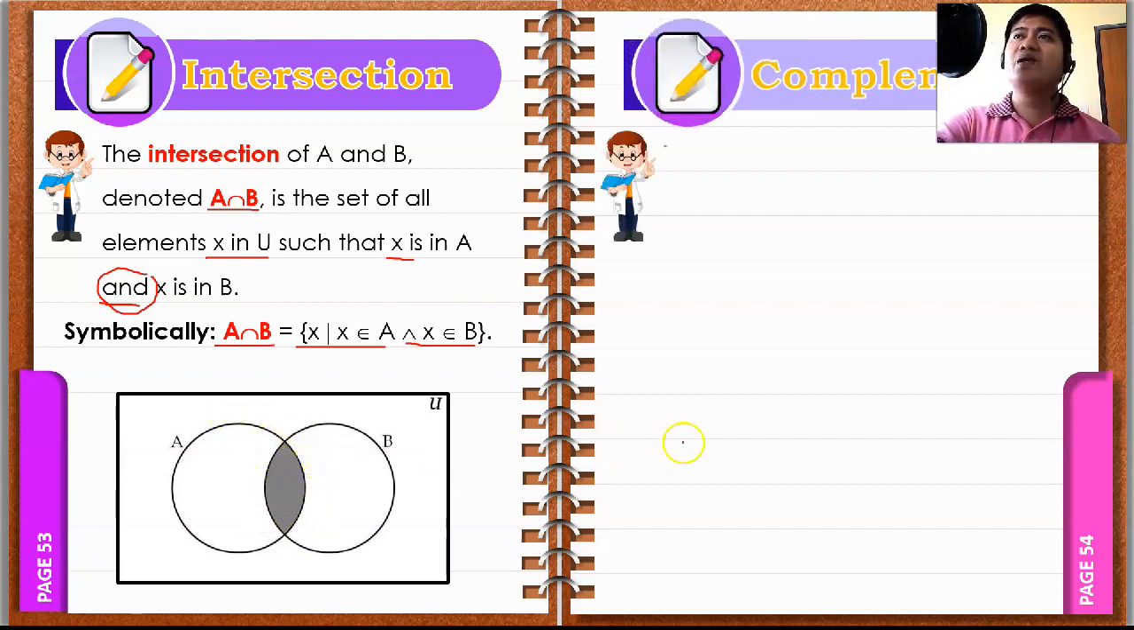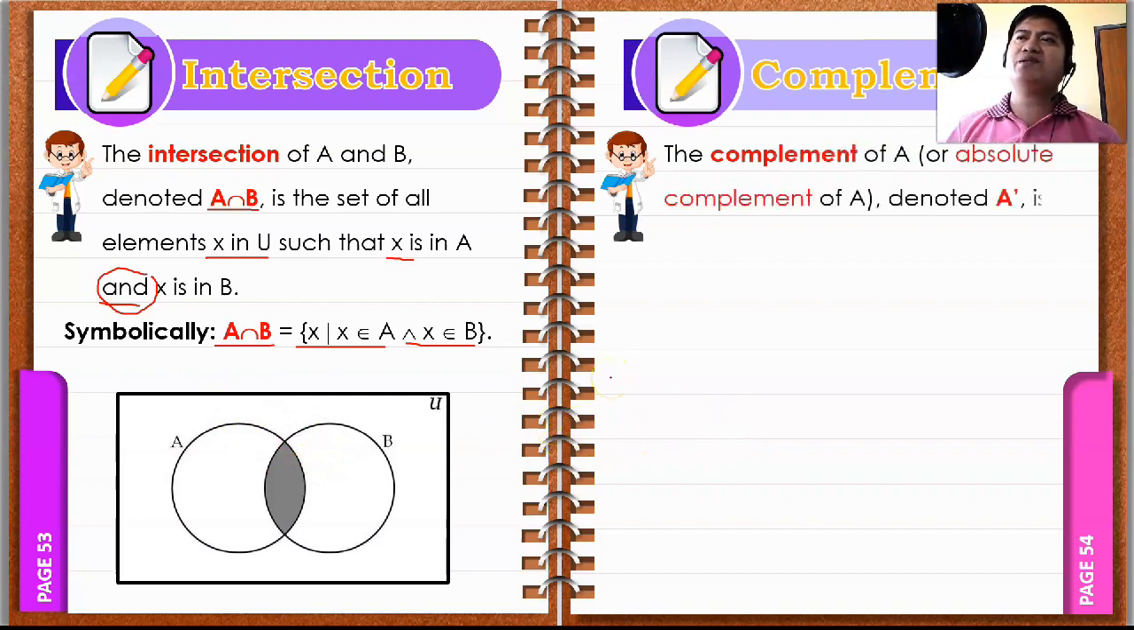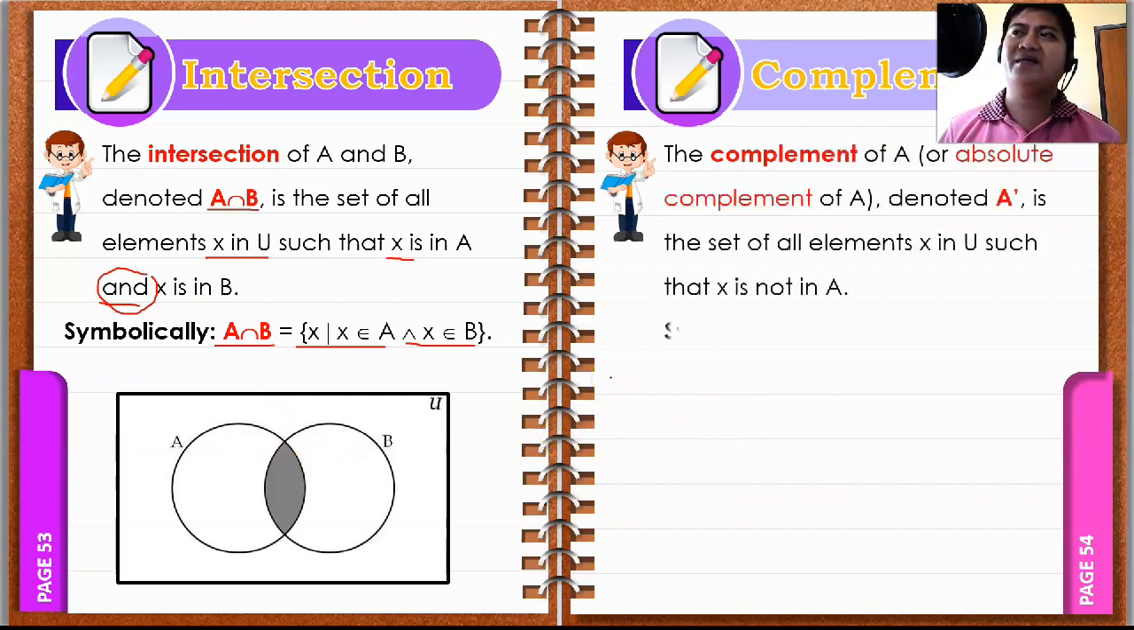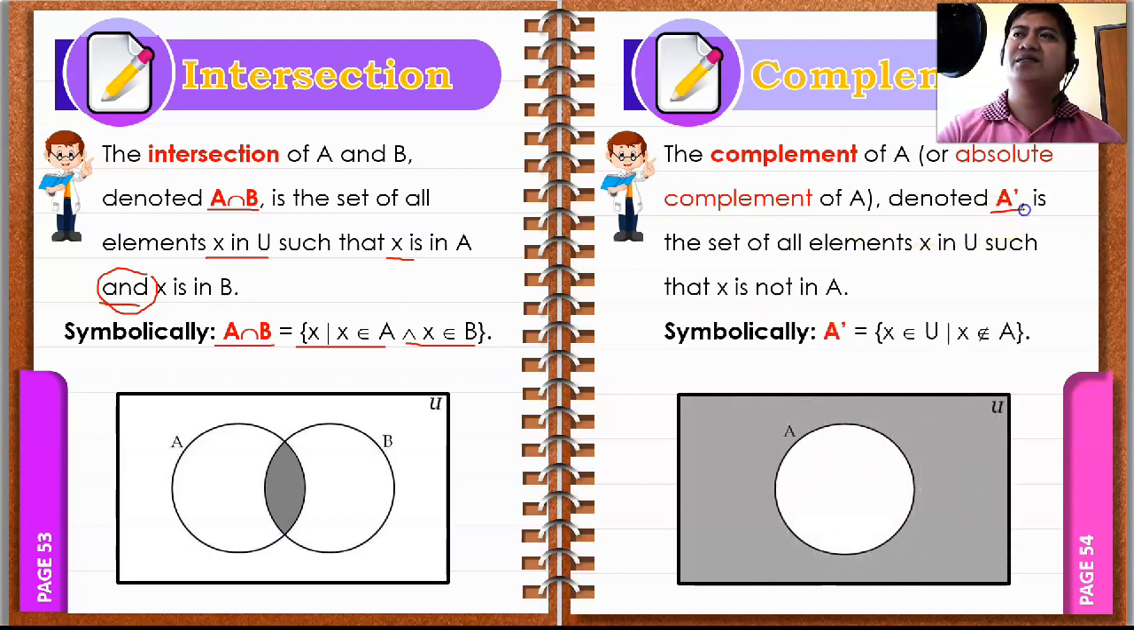For the complement of A, or absolute complement of A, that is denoted by A complement, or this symbol A prime, is the set of all elements X in the universal set such that X is not in A. So in symbol, A complement is the set of all X in the universal set such that X is not an element of A. So those are all elements in the universal set but not found in A. And that is A complement. So the shaded area is outside set A.